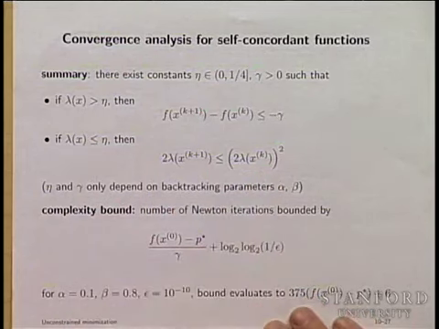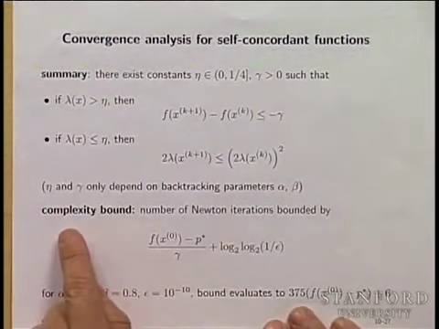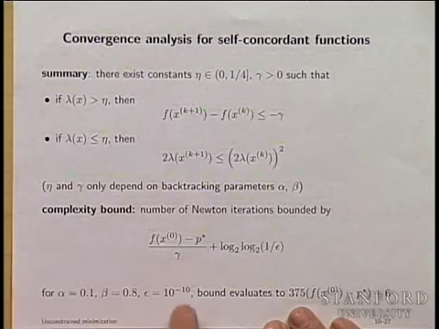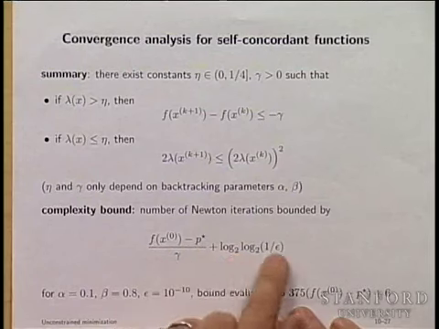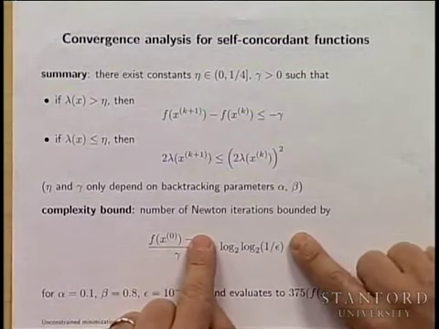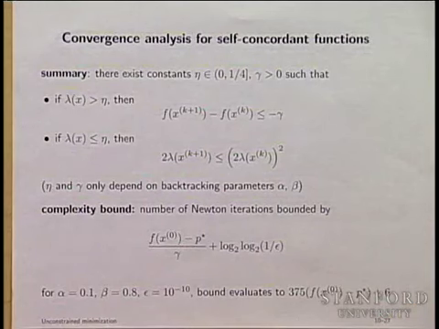Now, here's the most amazing part, putting these two together. The number of Newton iterations is less than the initial function value minus the optimal value divided by gamma, plus log log 1 over epsilon. Okay, this we read as 5 or 6. I don't care, but that's 5 or 6. That's it.